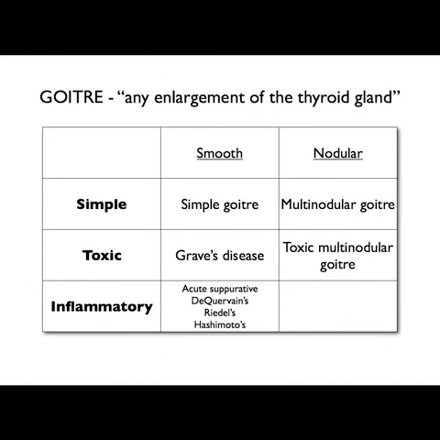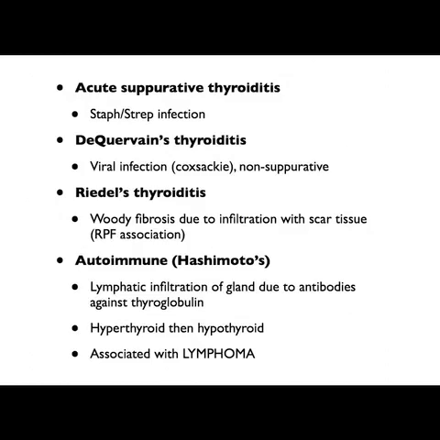And finally, there are inflammatory goiters, which tend to be smooth: acute suppurative thyroiditis, de Quervain's thyroiditis, Riedel's, and Hashimoto's. We're going to talk about those. Starting with acute suppurative thyroiditis, this is an infective cause, with either a staph or a strep infection. Then de Quervain's thyroiditis tends to be with a viral infection, such as Coxsackie virus, and unlike the staph or strep thyroiditis, this is a non-suppurative thyroiditis.